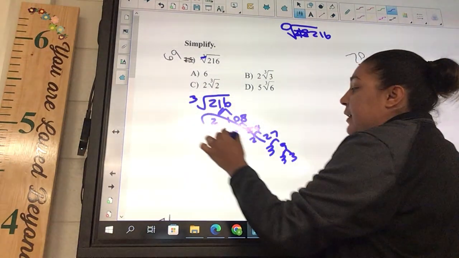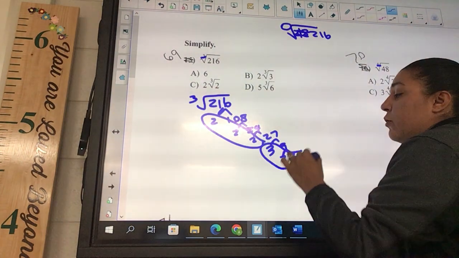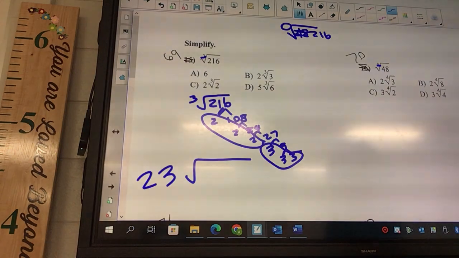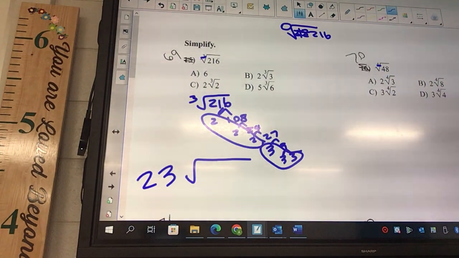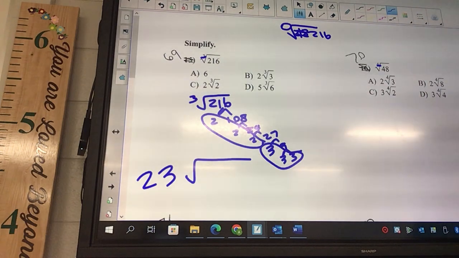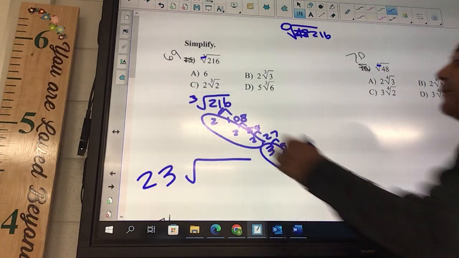So I got these guys can go and these guys can go. Who's left on the inside? Nobody. Okay, so nobody is going to be left over. What do you do with that 2 and 3? Multiply. Okay, so that's going to be A.